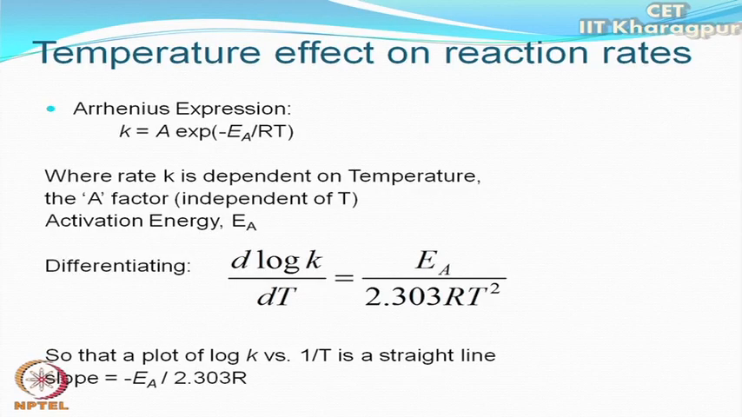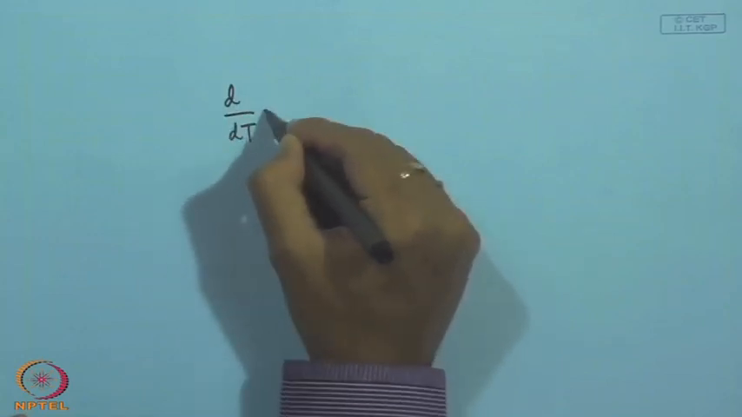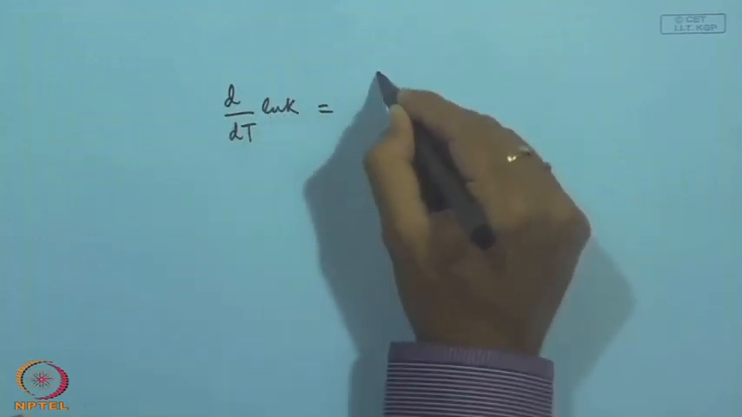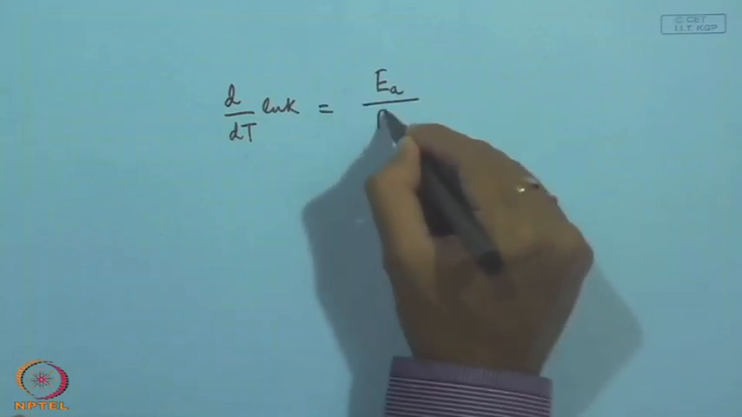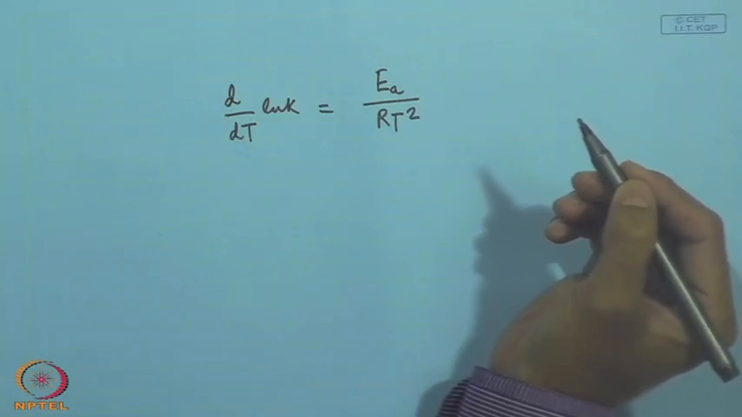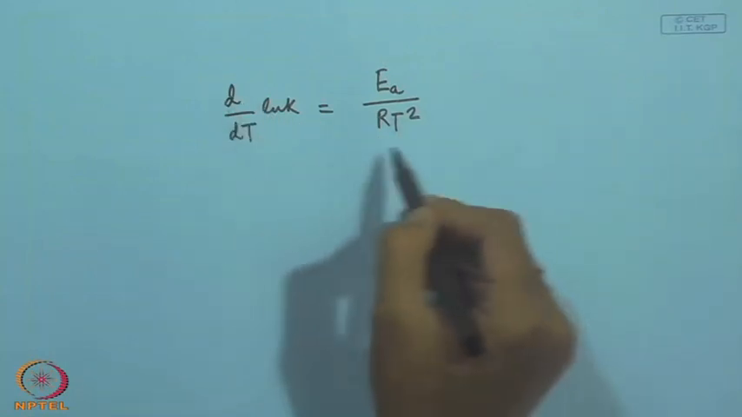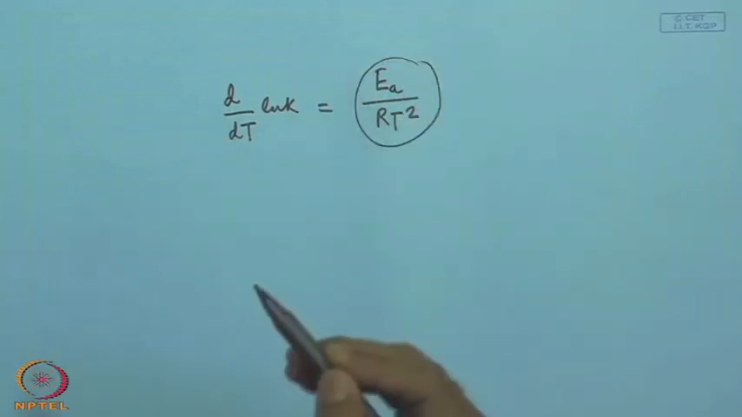Okay. Now, if we differentiate this expression, k = A exp(-Ea/RT), if we differentiate, then it comes out to be d/dT of ln k equals Ea/RT². Okay. So, if you take the logarithm of the rate constant and then take the derivative, it will give you this quantity.